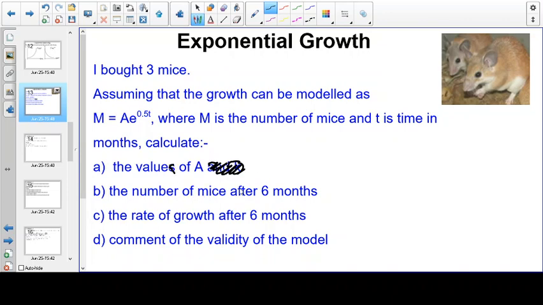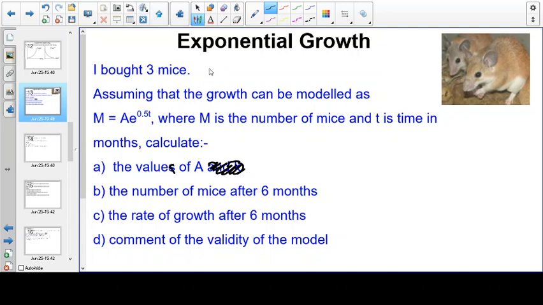We also need to know the number of mice after 6 months. We also need to know the rate of growth after 6 months, and we also need to comment on the validity of the model. So lots of the questions that you do, you'll have to do all or some of these types of problems. Sometimes they'll give you all of this, other times they will give you information for you to work it out, and then the rest of the question is using the completed formula.